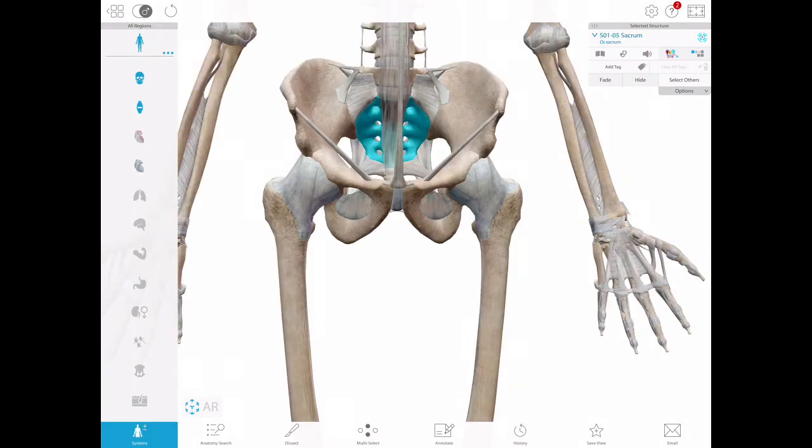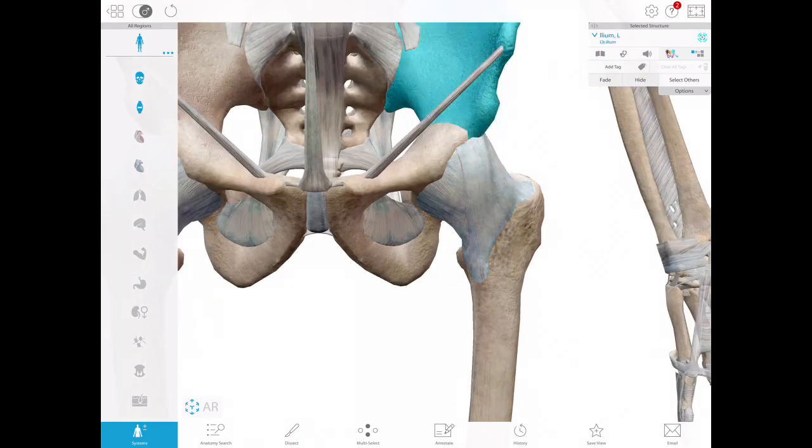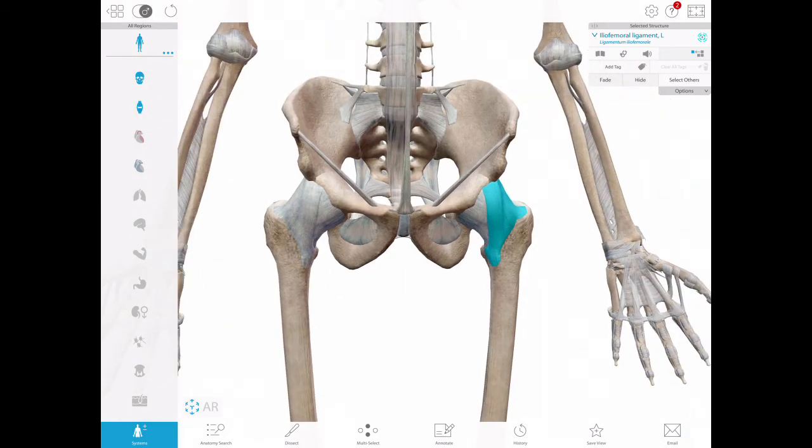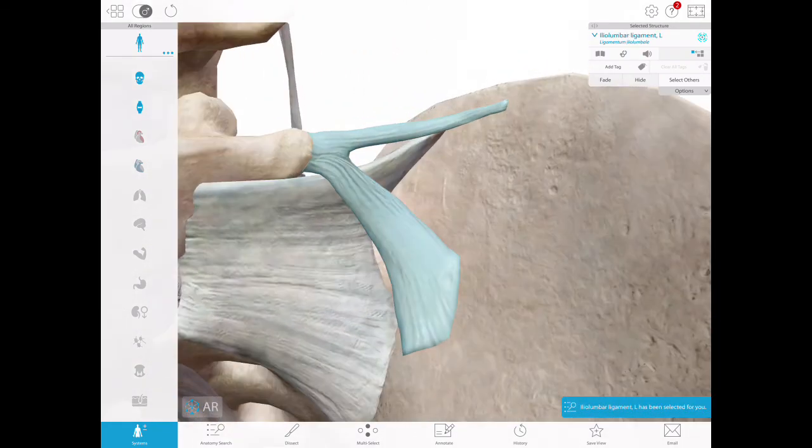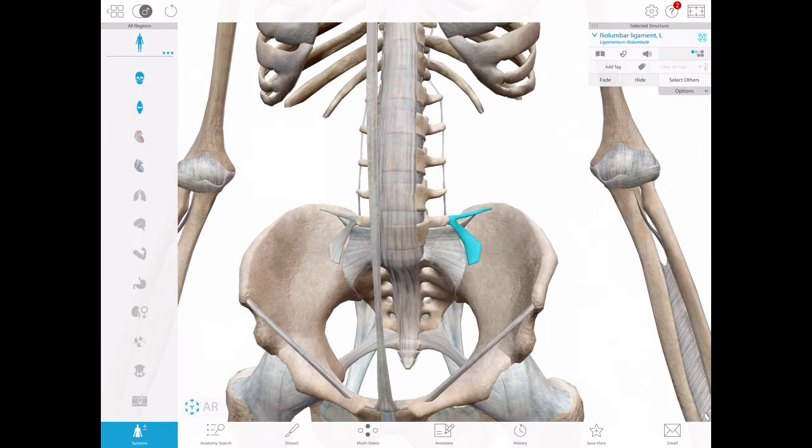So now if we want to look right here, that is the iliofemoral ligament, and see, it's connecting near the ilium and the femur, so iliofemoral ligament. Right here we have the pubofemoral ligament. Here is the iliolumbar ligament, which is between the ilium and the lumbar vertebra. So that is why it's called iliolumbar.